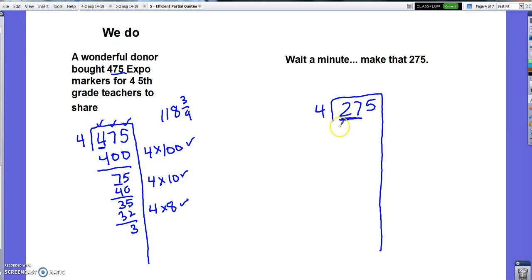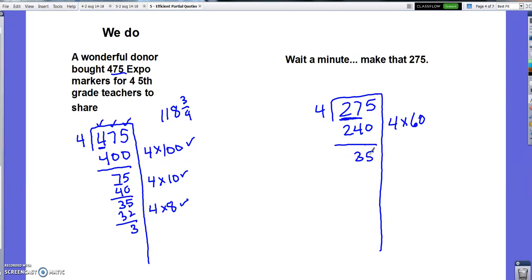I'm going to try to make 27 tens. So let's see, 4 times 70 would be 280, a little too high. So I'm going to do one less. I'm going to do 4 times 60. 4 times 60 is 240. And then same as over here, I'm down to 35.